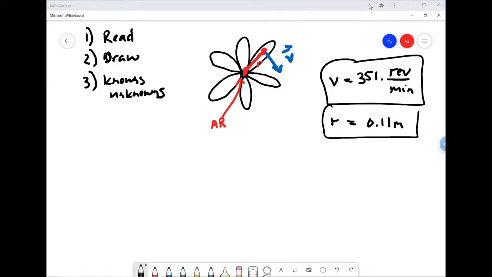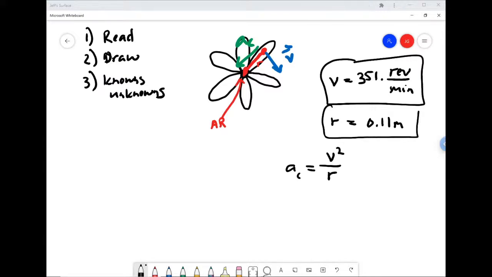And what we're after is A, the centripetal acceleration, the center pointing acceleration, and the derivation in the textbook tells us the magnitude of that acceleration. It's center pointing, so we know the direction. The magnitude is speed squared over r. So if I took 351 and squared it and divided by 0.11, I would not get the right answer.